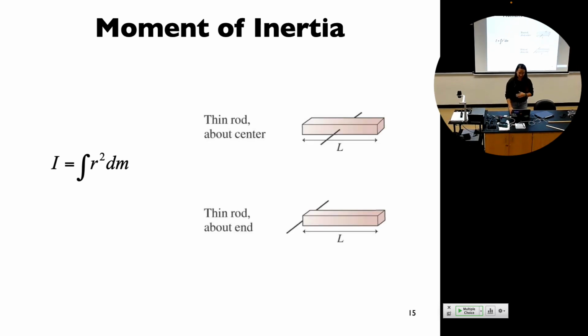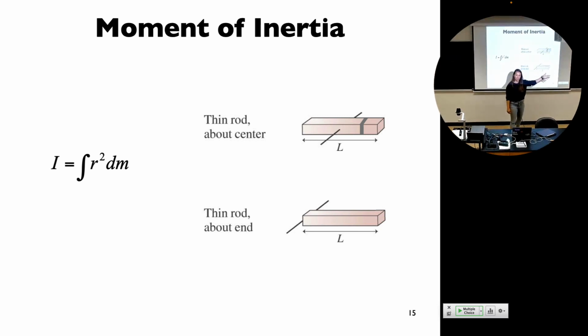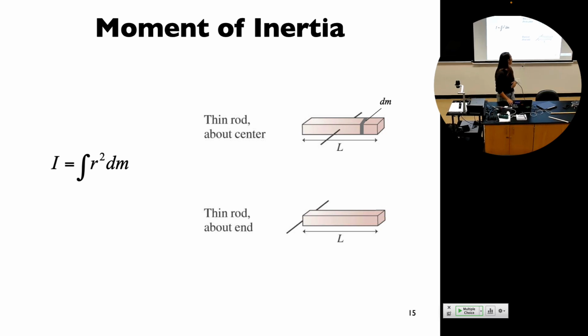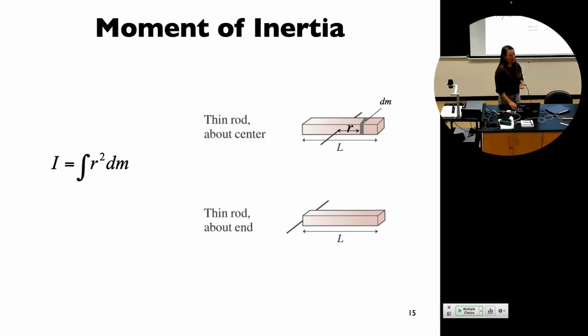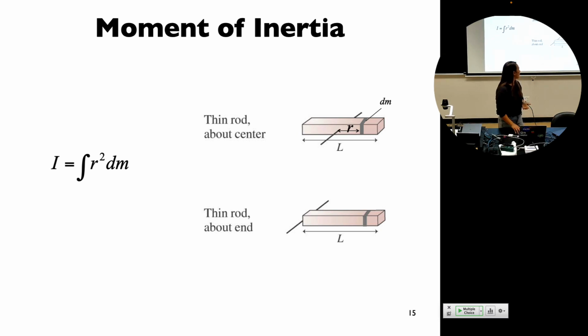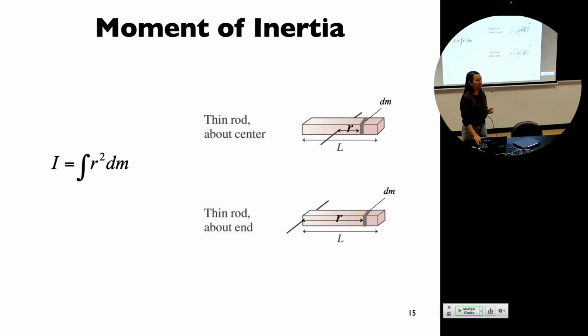So for instance, for a thin rod about the center, if we pick a little piece dm over here or dx, with a mass of dm, it's got a distance r from wherever you're calling 0, okay? And then you're just going to add up those things. So in this case, this would be r, in this case, this would be r. And let me show you what that means in terms of actually setting up the integral.